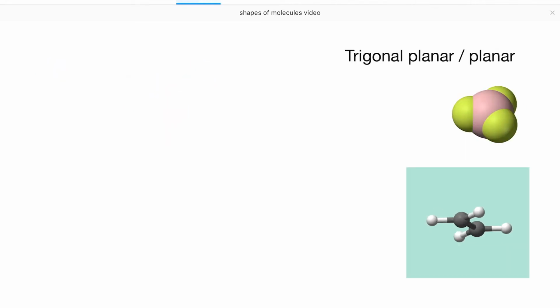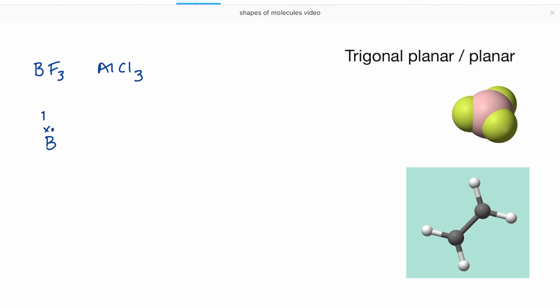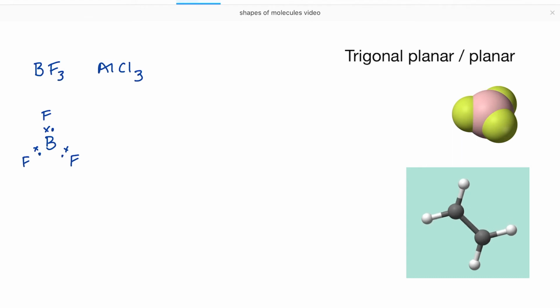Trigonal planar or planar is a reasonably unusual shape for a molecule. We see it with elements from group 3, so maybe boron trifluoride, for example, aluminium chloride, because when boron and aluminium form molecules, they do so with only 6 electrons in their outer shell. They don't have a full octet, and the bond angle is 120 degrees.